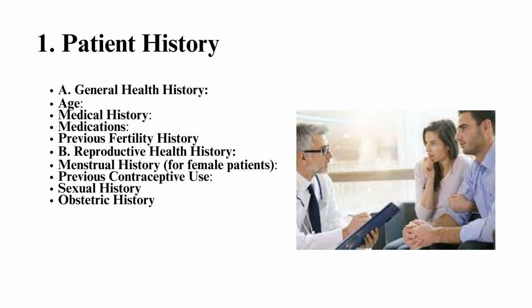1. Patient history. The patient history provides vital clues about possible underlying conditions affecting fertility. It typically includes a general health history. Age: both partners' ages are essential, as fertility declines with age, especially in women. Medical history: chronic conditions like diabetes, hypertension, thyroid disorders, or previous surgeries, e.g., pelvic or testicular surgery, can affect fertility.